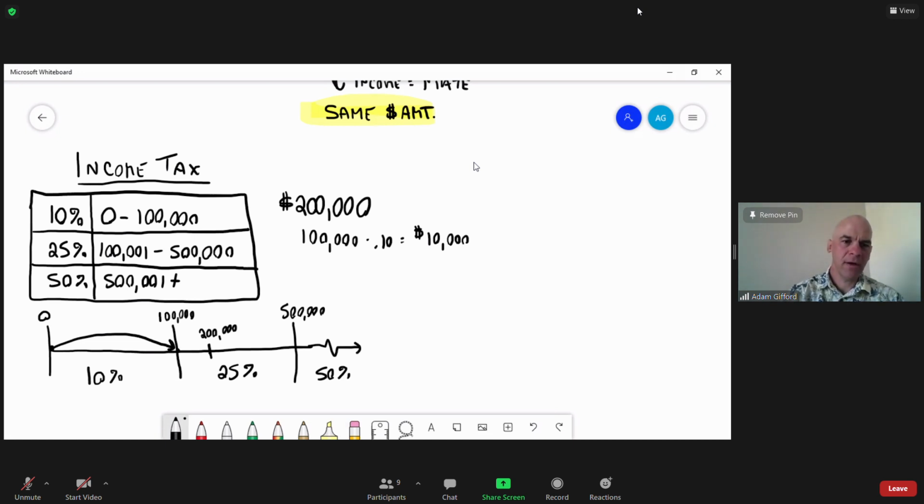Then we're going to hop over to here and figure out that difference. That's another $100,000 difference. We multiply that now by 25%. 25% of 100,000, that's another easy one, do that in your head. Add those together.